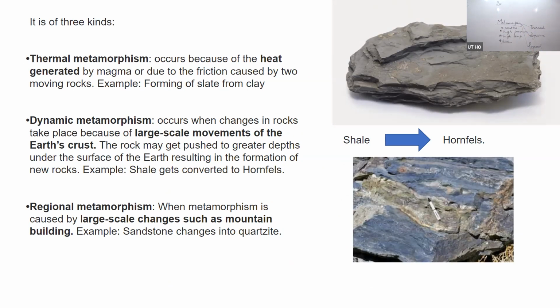Thermal metamorphism occurs because of heat generated by magma, or due to the friction caused by two moving rocks. Forming of slate from clay. Why is it occurring? Because of the heat. Thermal, remember? Heat.